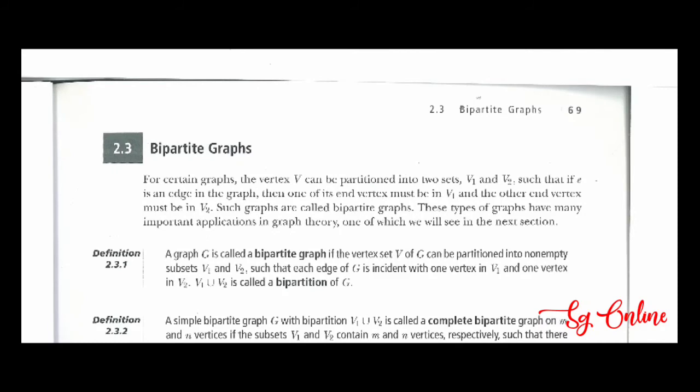Next we consider a class of graphs that is called a bipartite graph. A graph is called bipartite if the whole vertex set is partitioned into two subsets such that in each subset no vertex is adjacent to the other.